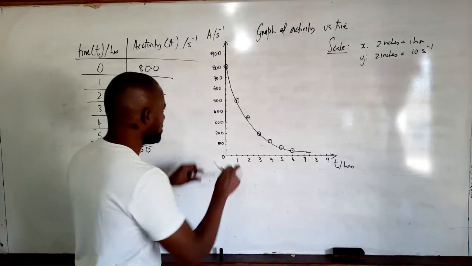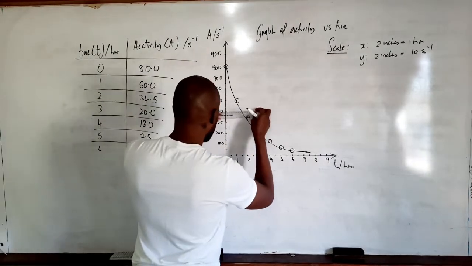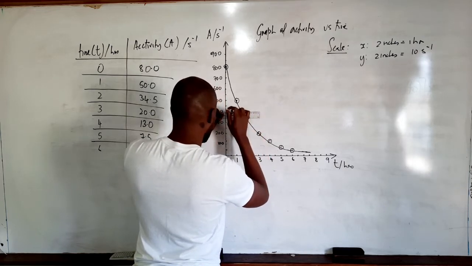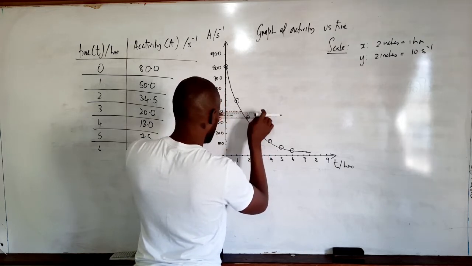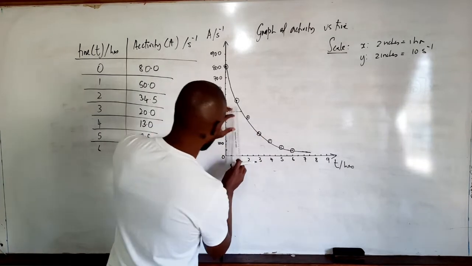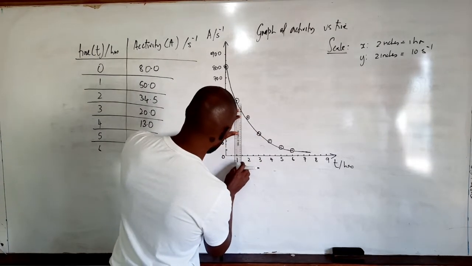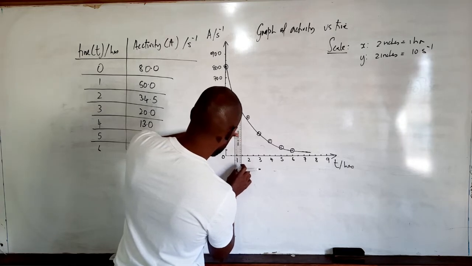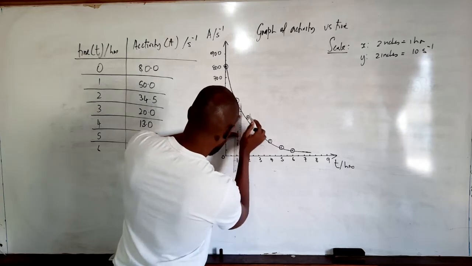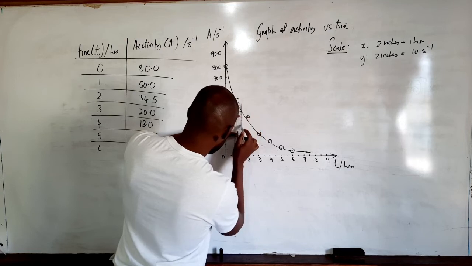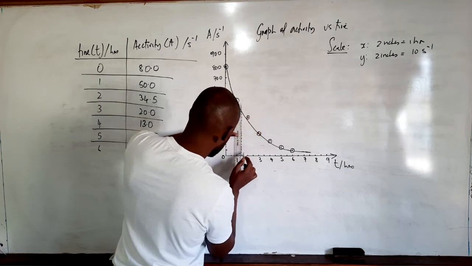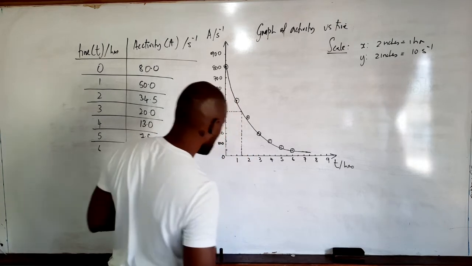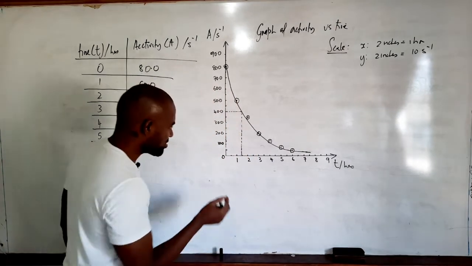So locating 40 on the y-axis, then drawing a horizontal line across until it meets a curve. And then of course you drop a vertical until it touches the x-axis. Again, this won't be perfect. Right? So based on my scale, it's very close.